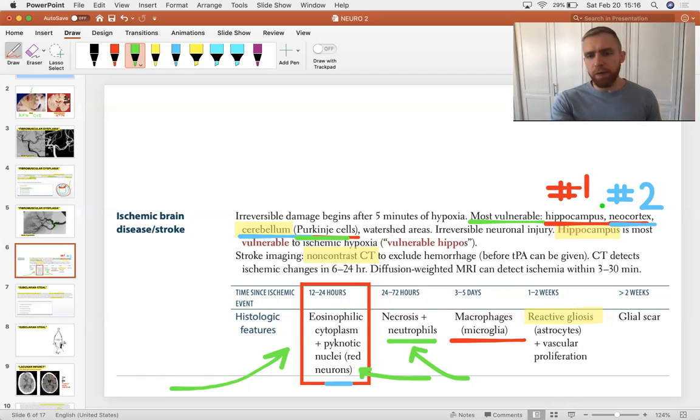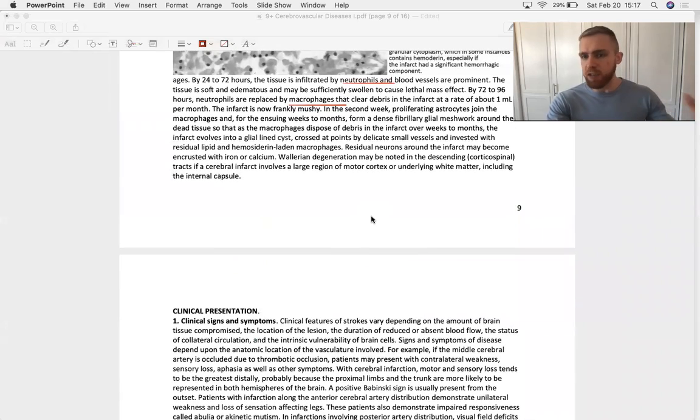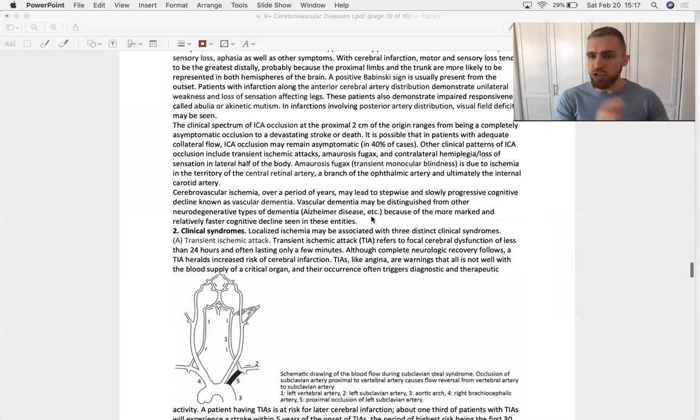What I want you to take away for now is that the hippocampus is the answer. If they say what cell type dies first or what structure dies first in the brain, it's the hippocampus. And if that's not an answer choice, then you're going with neocortex, specifically layers, I think 3, 5, and 6. So I've seen that across different question banks. This is a very common topic to ask about: what's the progression, what's the stepwise order of events going on in brain ischemia.